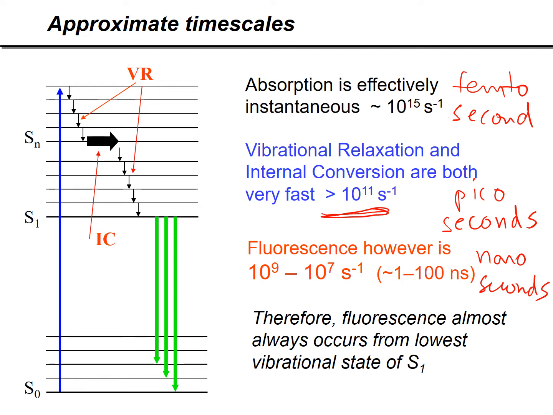So what this means is, because vibrational relaxation and internal conversion are orders of magnitude faster, once the system has absorbed the energy and got into the excited state up here, these processes occur very quickly, and the system relaxes down to the bottom of S1, and then the fluorescence occurs. That is the origin of Kasha's rule.